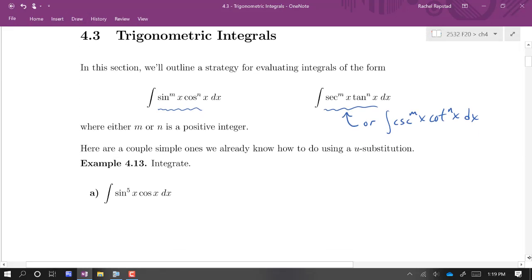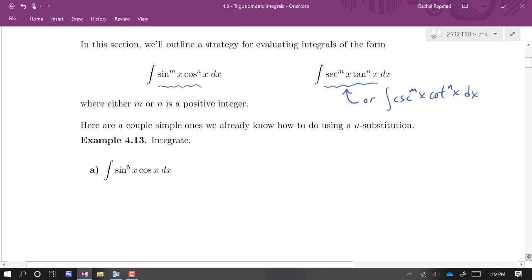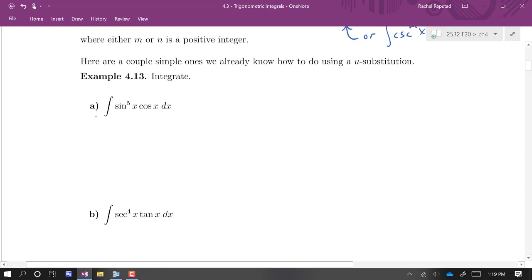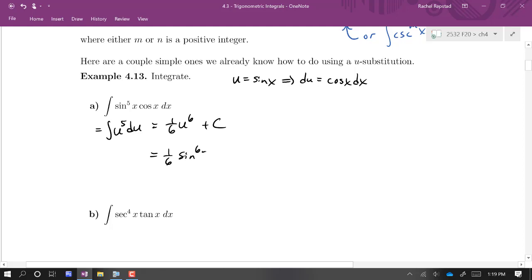Now, we already know how to do some of these, right? Some of these we can do with a simple u substitution. If you look at part A, we've got sine to the fifth x times cosine x dx. Here you can let u equal sine x, and then du is cosine x dx. When we rewrite this with u's, it looks like the integral of u to the fifth du. That's a power rule integral, so we get 1/6 u to the 6th plus a constant, or 1/6 sine to the 6th of x plus a constant.